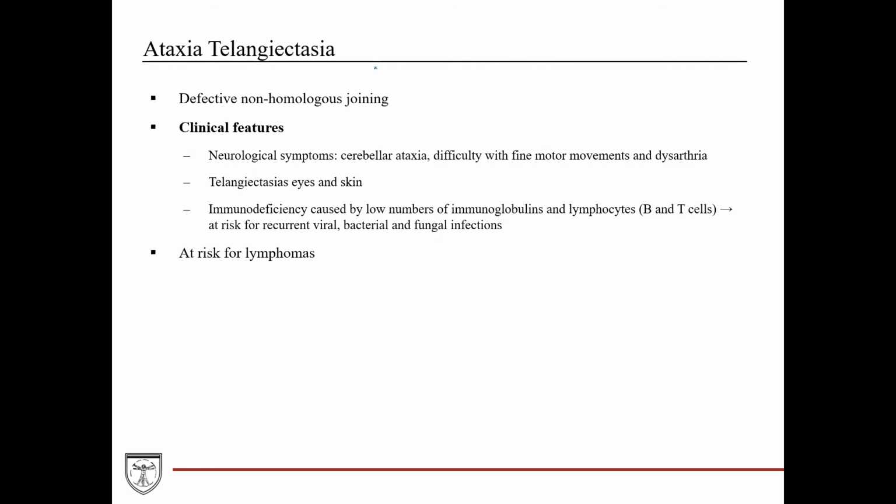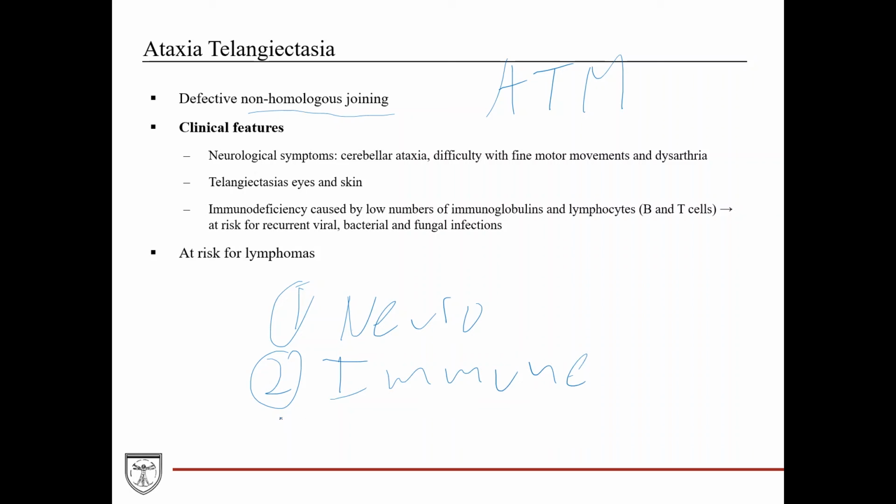Ataxia telangiectasia, this is a very high-yield disease for the board exam, and it's a result of a mutation in the ATM gene, which codes for a protein by the same name that's responsible for non-homologous joining. So in this disease, this is defective specifically because of this gene, and unfortunately, they develop a series of horrible neurological symptoms, and then telangiectasias, and then immunodeficiencies. So the big three here are neuro, immune deficiency, and then cancer.